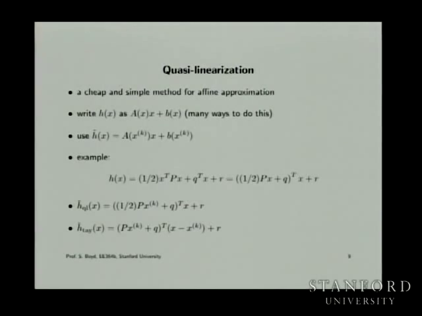Now, another method, which we'll see shortly, is quasi-linearization. You can certainly say it's a cheap and simple method for affine approximation. To be honest with you, I can't think of anything good about it, except that it appeals to people's laziness. I can't think of any other good reason to do this except laziness. We did it later in an example, but here it is. It's kind of dumb. It basically says this: you write your non-affine function as ax plus b, but you allow a and b to vary with x.